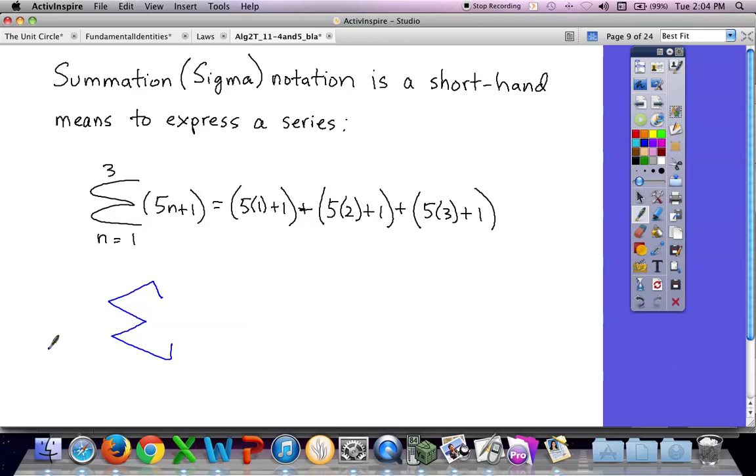The sigma has underneath it some kind of a variable. In this case, it's n, but it's not always n. It could be i, it could be k. It's usually one of those letters. Whatever that is, it's called the index. The number that it equals here is called the lower limit. The number that's on top of the sigma is called the upper limit.